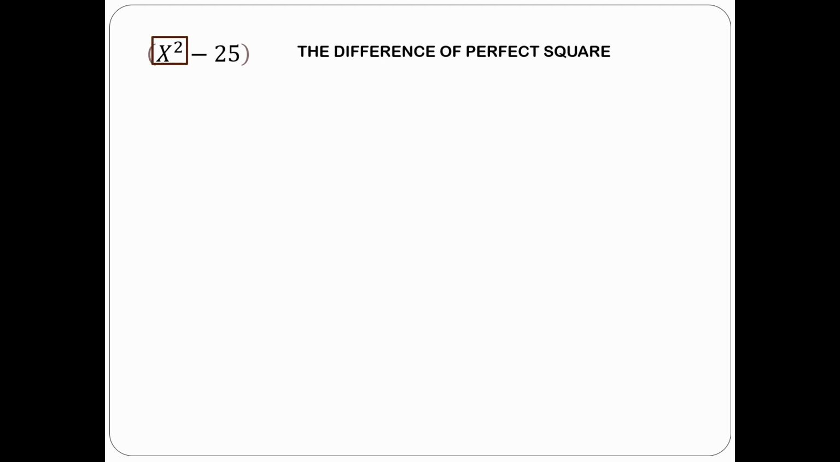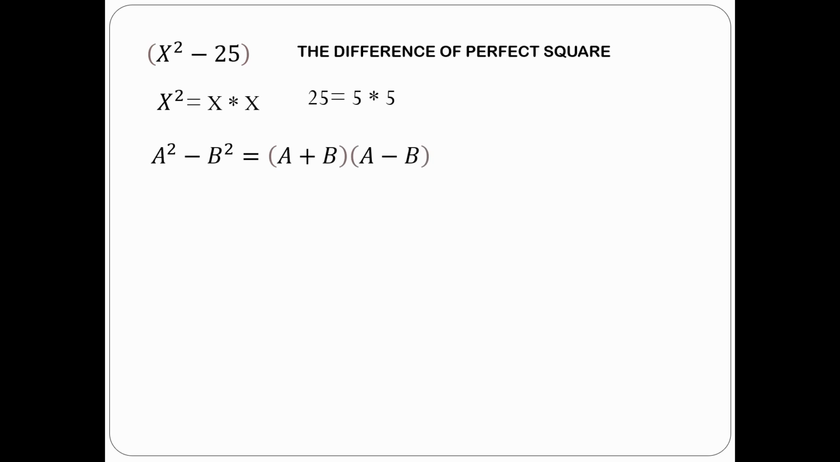For example, x squared has a factor of x times x, while the number 25 has a factor of 5 times 5. When you see this kind of expression, you can use this formula where a squared minus b squared can be factored as (a plus b) times (a minus b).